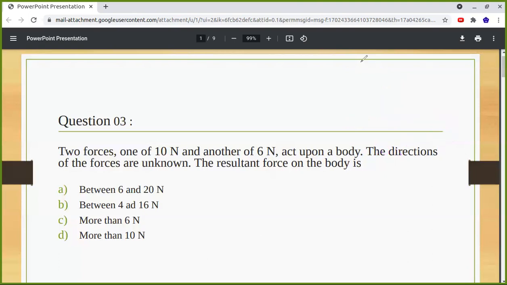Just remember, if they are in the same direction, there would be a maximum resultant force created by those two forces. If they are acting in the opposite direction, they would have the minimum value. So just remember this. From that, you can easily get the answer.